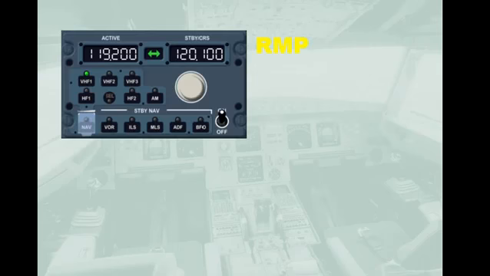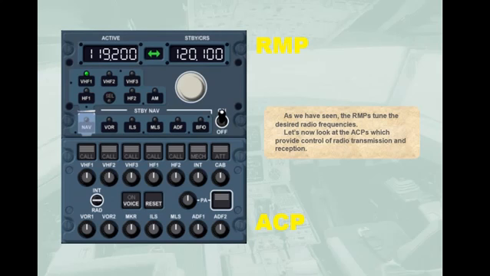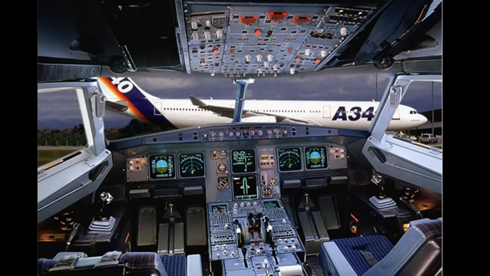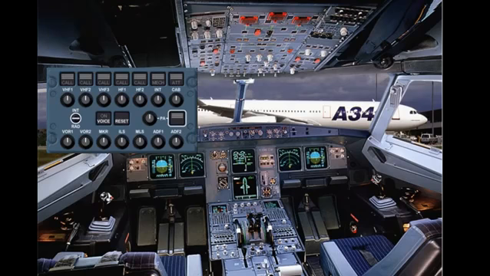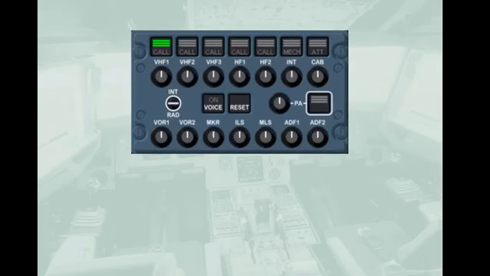As we have seen, the RMPs tune the desired radio frequencies. Let's now look at the ACPs, which provide control of radio transmission and reception. There are 3 ACPs, each located next to an RMP, 2 on the center pedestal, an optional third one on the overhead panel. Let's look at the different controls of the ACP.